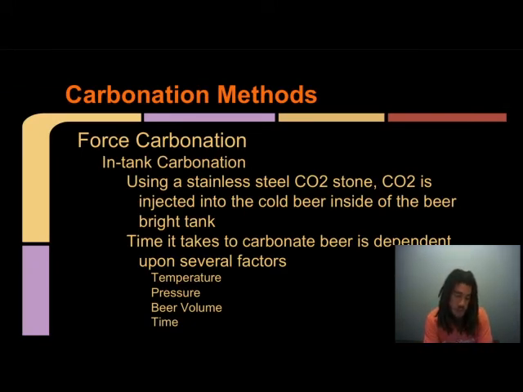So basically you use that same kind of stone we just showed you. Using a stainless steel CO2 stone, the CO2 is injected into the cold beer inside the bright beer tank. The time it takes to carbonate the beer completely depends on a lot of factors: temperature, pressure, beer volume, and time. The temperature is going to greatly change it. If it's warmer, it's going to take longer. If it's colder, it's going to be a lot faster.